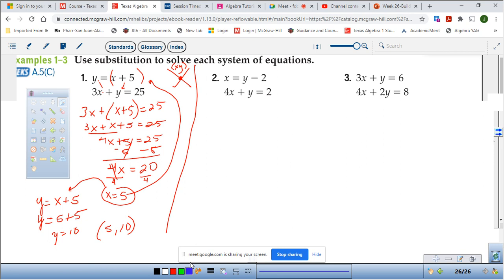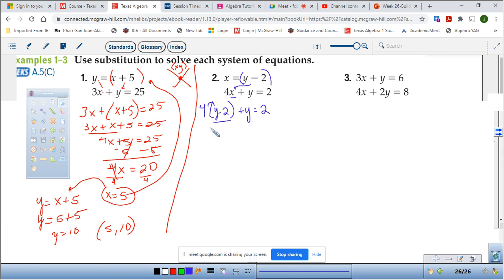Okay, so the next one, you see how the top was already solved in this situation for x? So I'm going to put that one into the second equation. So I'm going to get that one and plug it in right to the x in the second one. So we're going to have 4, all of that x now is going to be y minus 2. See that? Is all of this. Plus y is equal to 2.